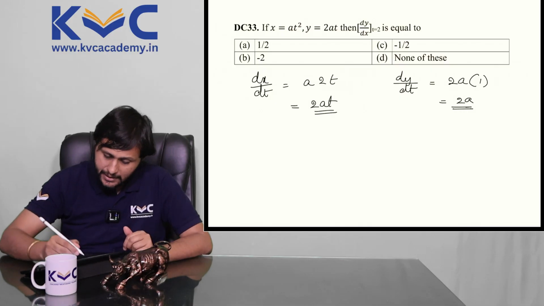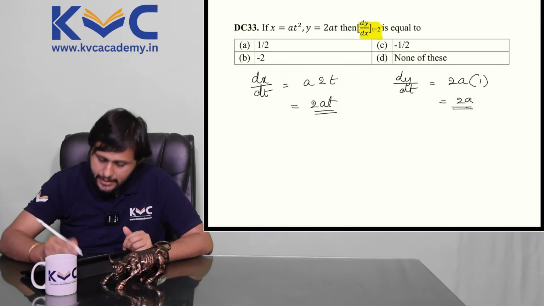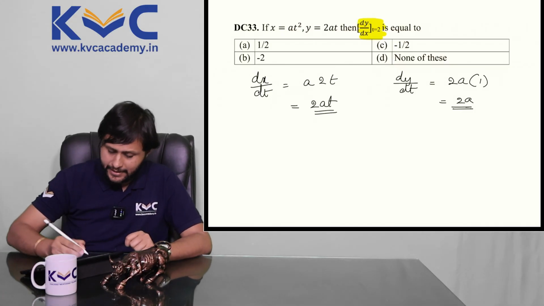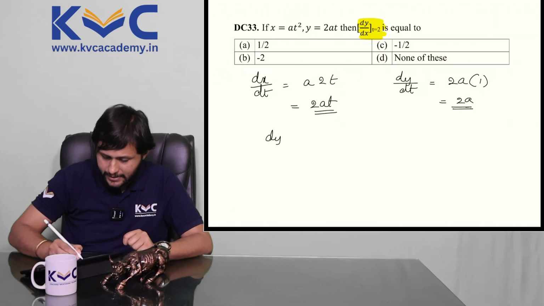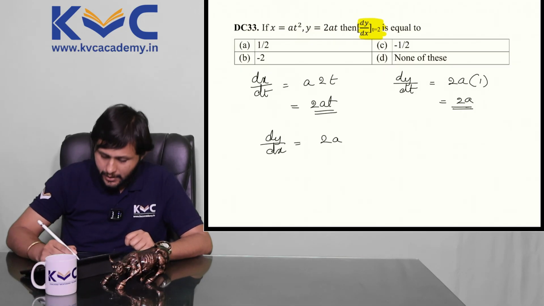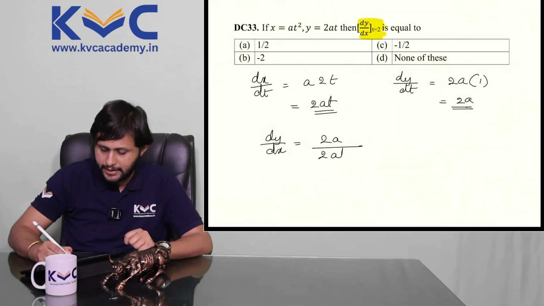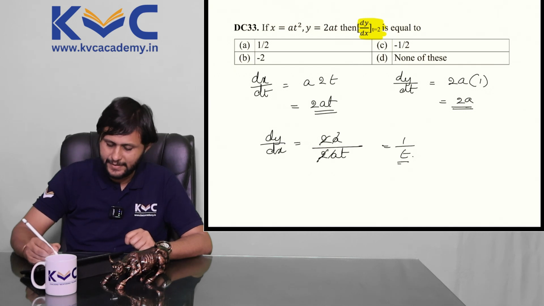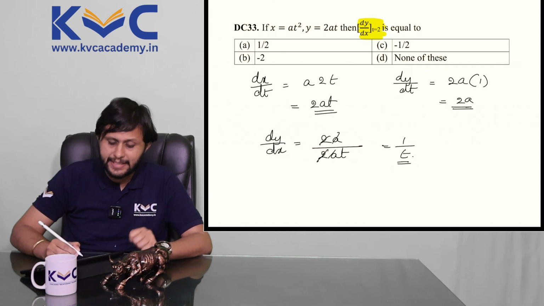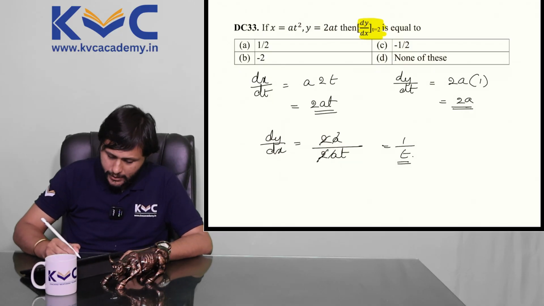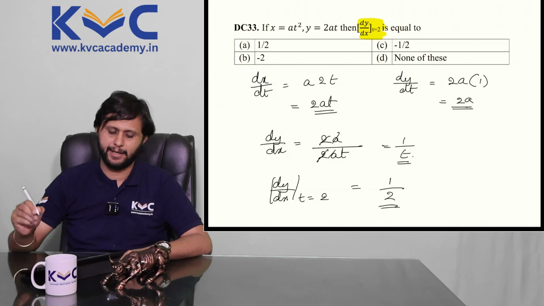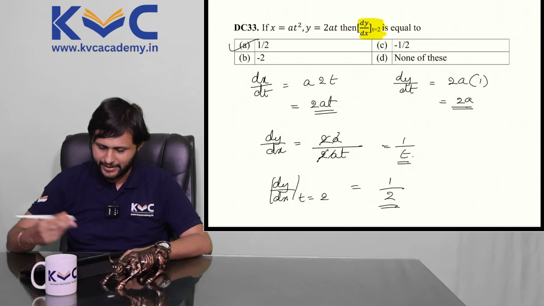Here if you see in this question, they have asked for the value of dy by dx at t equal to 2. Okay, we have not got dy by dx yet. So let me combine: dy by dx equal to 2a, that is dy by dt, divided by 2at, that is dx by dt. Cancelling, we get 1 by t. This is dy by dx. But they said dy by dx at t equal to 2. Substitute 2 in place of t. Khatam. Answer is A. Easy, right? Okay, this looks easy now.